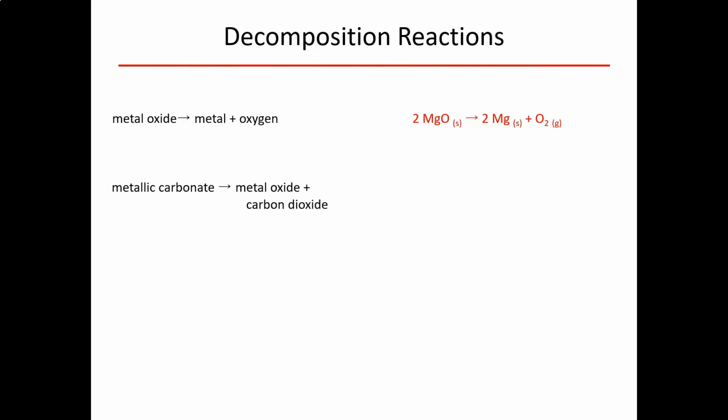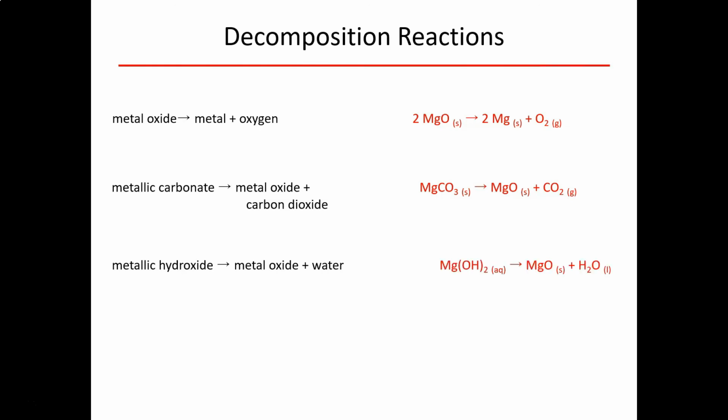A metal carbonate can break down into a metal oxide plus carbon dioxide. So my magnesium carbonate could break down into magnesium oxide plus carbon dioxide. My metal hydroxide could break down into metal oxide plus water. And my acids could break down into a non-metal oxide plus water. So our examples are the reverse of the reactions we had before.